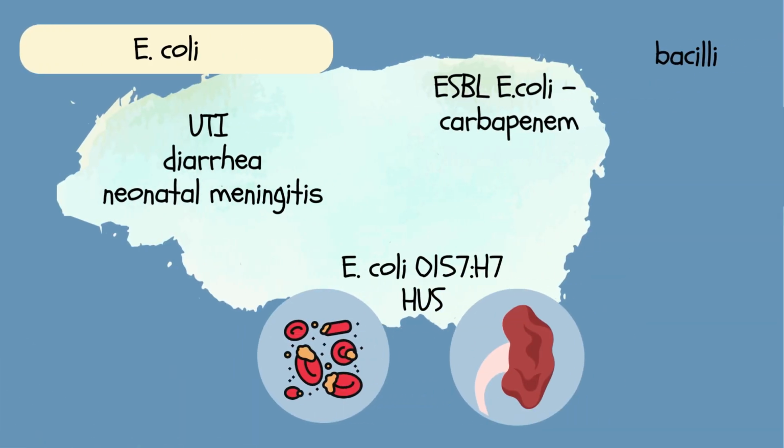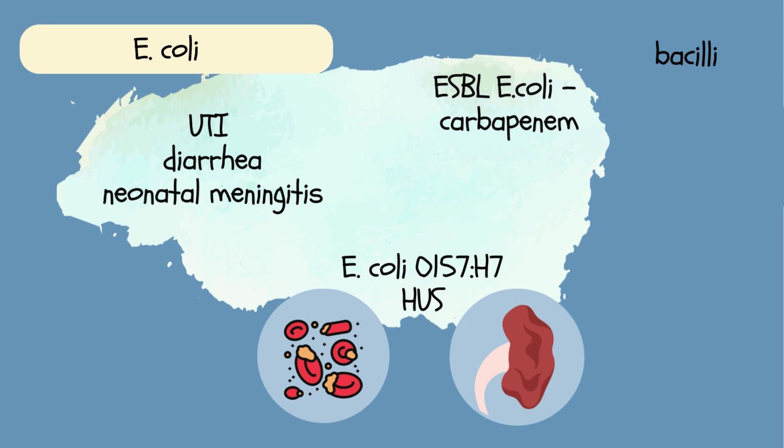So E. coli is a usual causative organism of UTI. It can also cause diarrhea and neonatal meningitis. And there is a class called ESBL E. coli. ESBL means extended spectrum beta lactamase producing E. coli. So they will be resistant to the penicillins and cephalosporins. So the drug of choice for ESBL E. coli is carbapenem. There have been questions regarding this. So remember, for ESBL E. coli, you give carbapenem because they are resistant to both penicillin and cephalosporins.